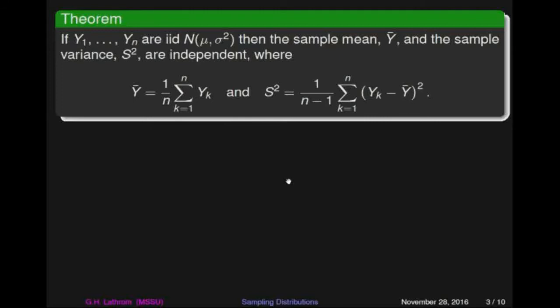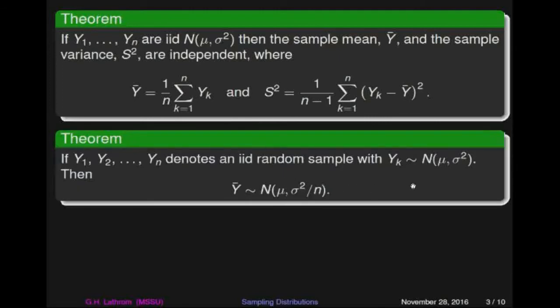Now the second theorem that we have: we again begin with a collection of independent, identically distributed random variables, y sub 1 up to y sub n, each one distributed normally with a mean of mu and variance sigma squared. Then we know that y bar is distributed normally with the same mean, mu, but now the variance gets scaled by a factor of 1 over n. So y bar is distributed normally with mu and sigma squared over n.